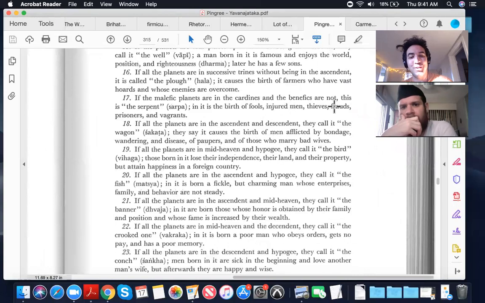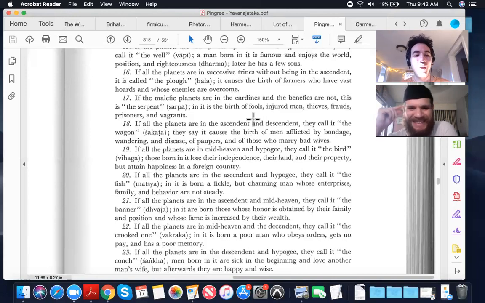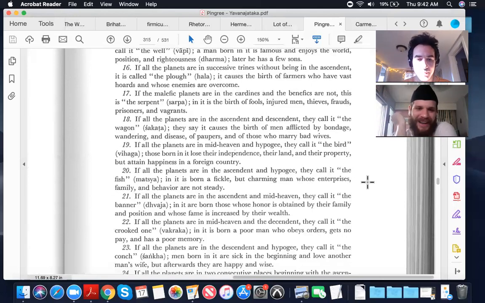In it is the birth of fools, injured men, thieves, frauds, prisoners, and vagrants. Although, you know, I don't know, maybe because it's the waning moon, it's a little less pronounced. Because I've never received any major injuries, and you know, I won't deny that I'm a fool. I'm definitely not a thief though, and I'm not really a fraud. Although as a kid, I did try to cheat some kids out of rare Pokemon cards, but that was the extent of my fraudulent activity. Better to have them at a young age than later on. Yeah.